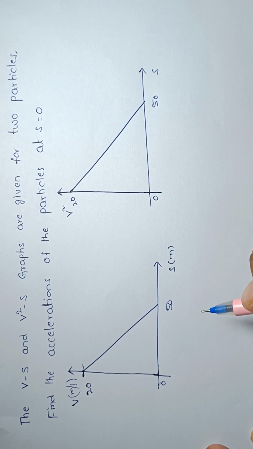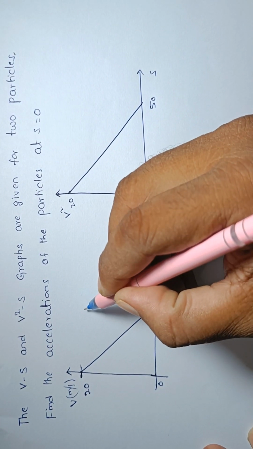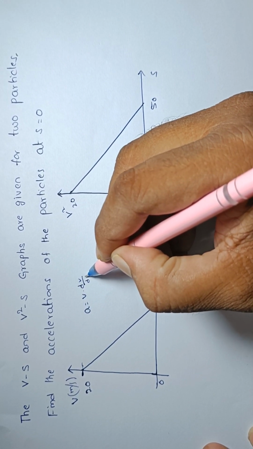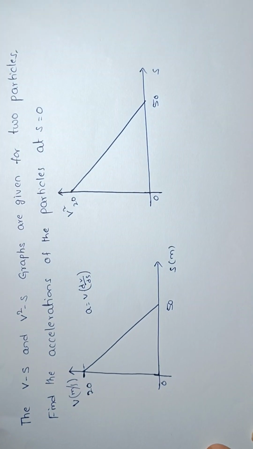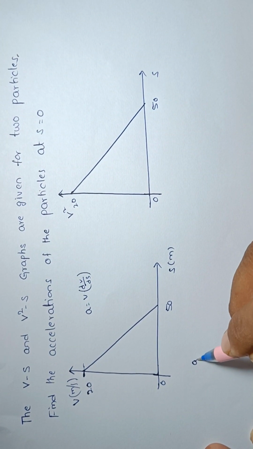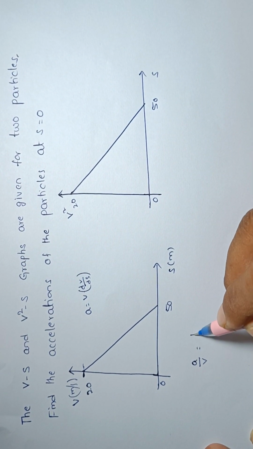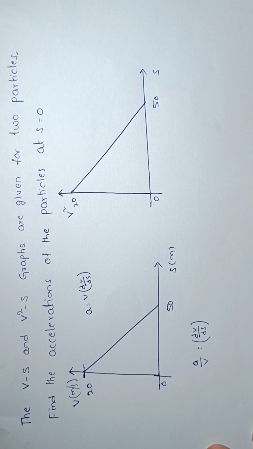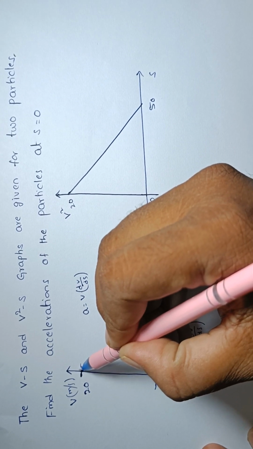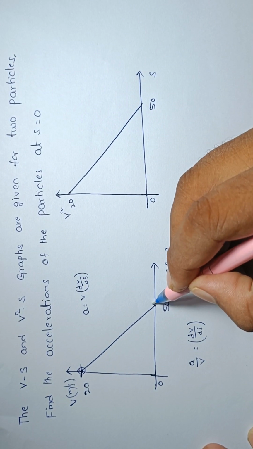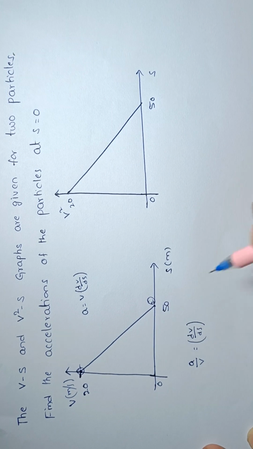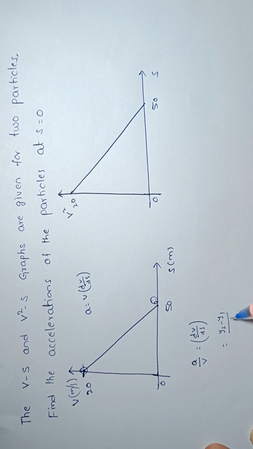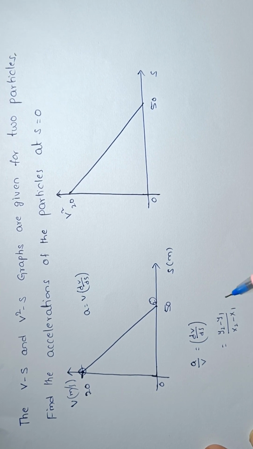So how to find it? Let us see. From the knowledge we already have, a equals v into dv by ds, right? This relation we know very clearly. So otherwise you can write a by v equals dv by ds. If I take this point as 1 and this point as 2, let us write the slope as y2 minus y1 by x2 minus x1, right?